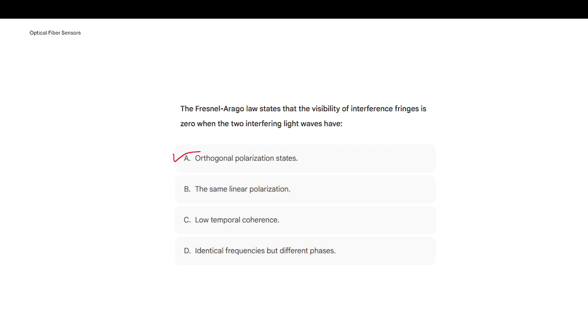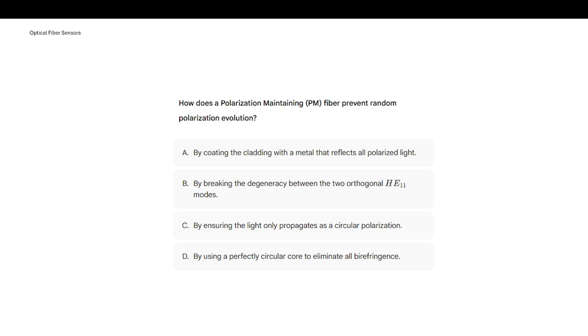Orthogonal polarization states. Why? Because the vertical and horizontal polarization don't interfere with each other, and that's why we are getting zero interference, and this is called orthogonal polarization states. This is the correct answer for that. The same linear polarization it won't be, low temporal coherence and identical frequency but different phases are not correct. So this is the orthogonal polarization states. Okay. What about the next one?